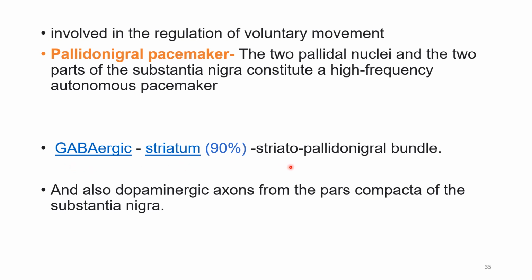Here some important points are there. In the striatum, 90% are GABAergic neurons. They will project to the pallidum, and also dopaminergic axons come from the pars compacta of the substantia nigra. You have already seen two types of receptors are present in the striatum, which are influenced by the substantia nigra pars compacta.